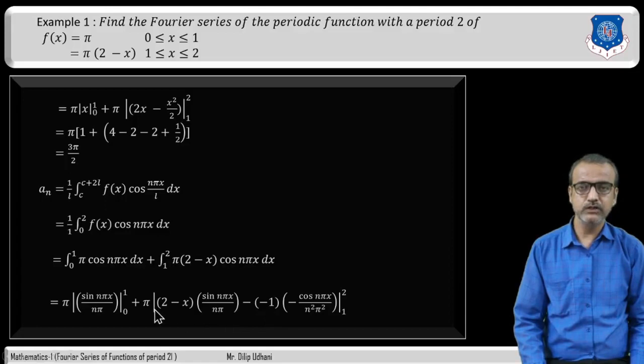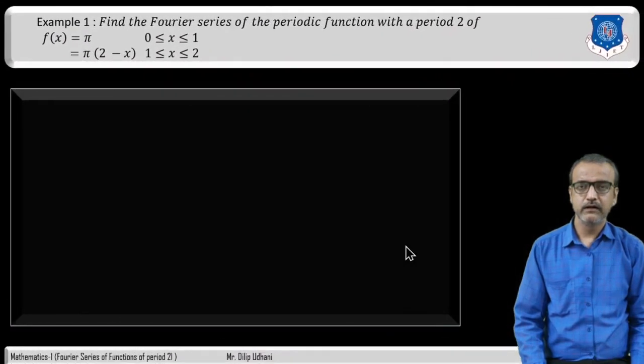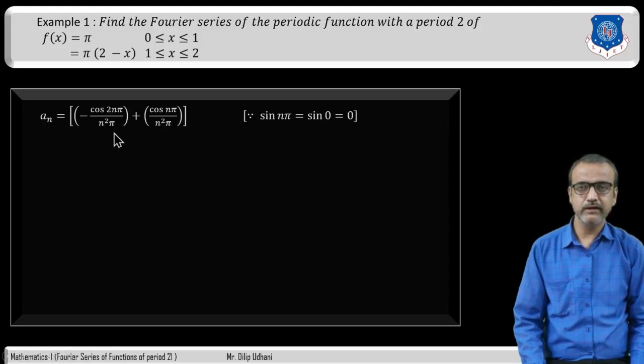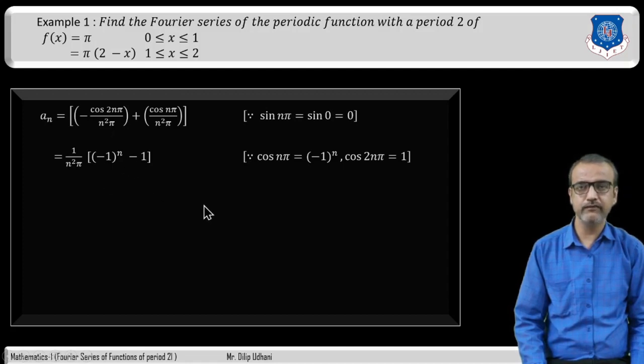So we will have two terms after simplification of this expression, and that is An equals minus cos 2 n pi upon n square pi plus cos n pi upon n square pi, and you have to write down this reason, that sin n pi and sin 0 both are 0. Now the value of cos 2 n pi is 1, and the value of cos n pi is minus 1 raised to n. So taking n square pi common, we have 1 over n square pi into bracket, minus 1 raised to n minus 1, since cos 2 n pi is 1. So this is the value of An.